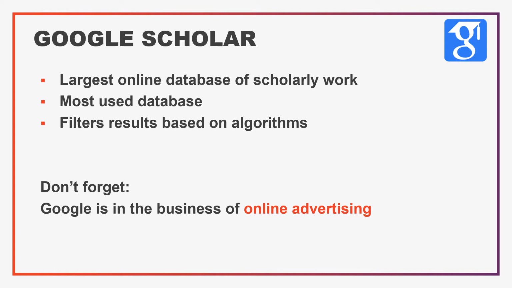Google Scholar has a lot of filters built into it. Some of these filters are helpful for your academic searches, but Google also uses algorithms to display results it thinks you want to see. This can affect the results that you get.